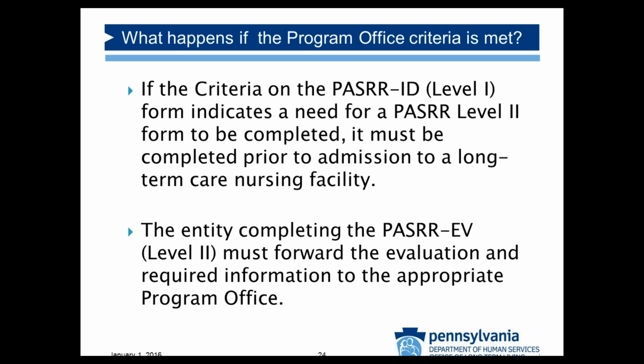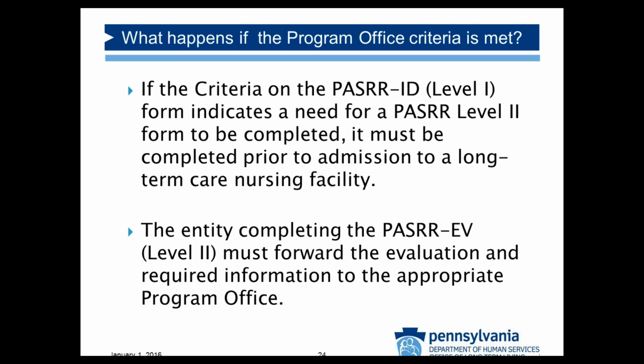Just a couple things. What happens if a program office criteria is met? Well, if on the PASRR ID level 1 you meet one of the criteria for one of the 3 program offices, we're telling the hospitals they need to forward that to the AAAs to make sure that people get evaluated so that the PASRR packet can be put together and sent to the program office.